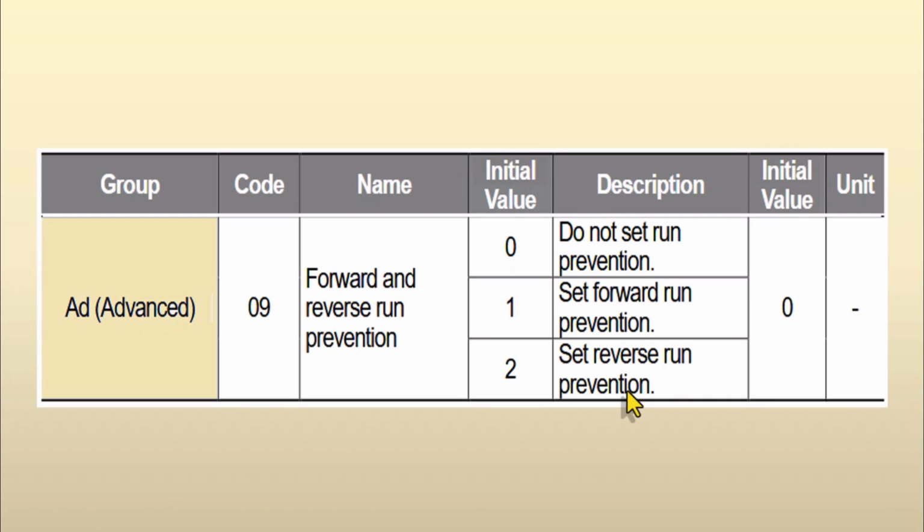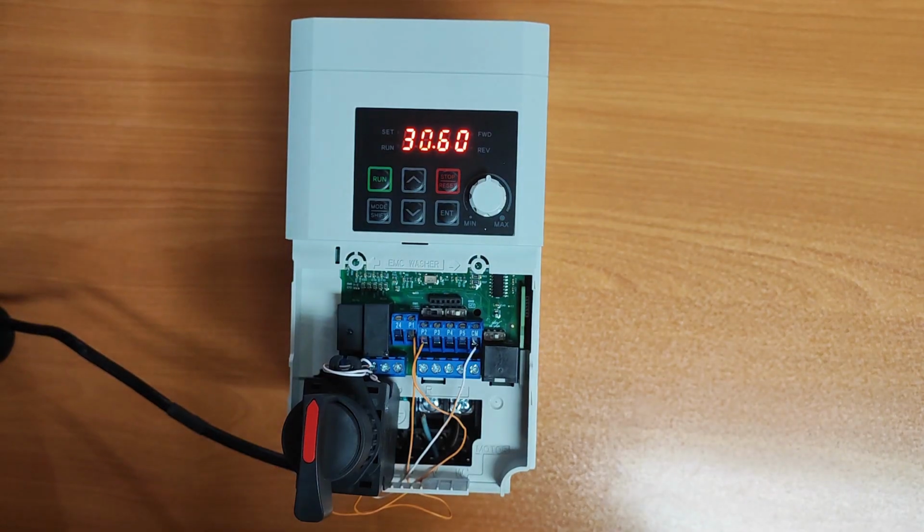So if you set parameter AD09 to 0, it will start in both directions. If you set it to 1, the inverter will only start in the counterclockwise direction, or reverse. And if you set it to 2, the inverter will only start in the forward direction, and the left direction will be blocked. Let's go and apply all the settings we learned together on the M100 inverter and test this feature together.